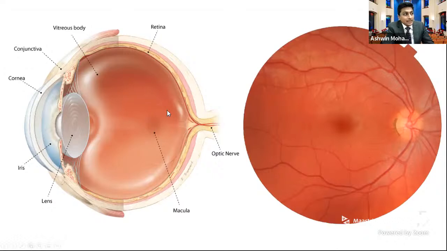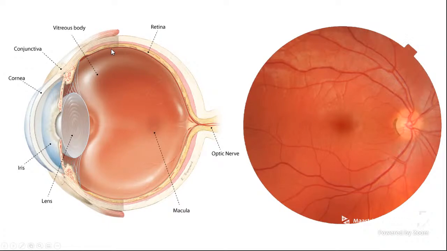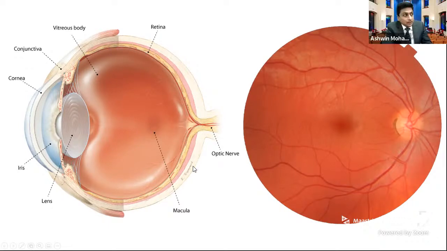So where exactly is the retina? If we cut our eyeball sideways, if we look at it from the side, then the yellow layer that we can see at the back is the retina. And this, as I said, absorbs the light and converts it into electrical signals that the brain can understand.